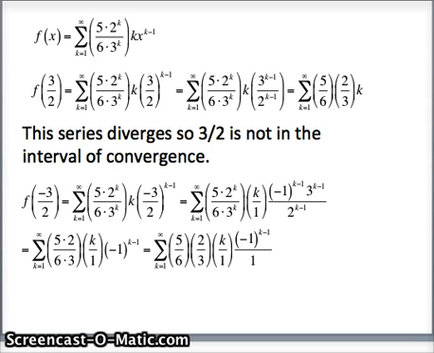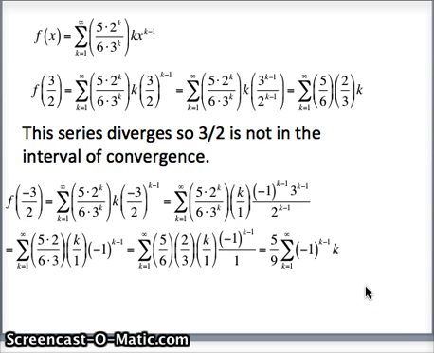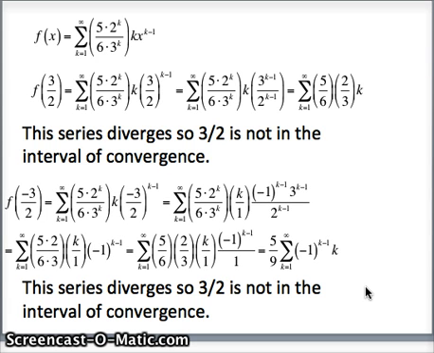It's bouncing. Negative, positive, negative, positive, negative, positive, negative, positive. But does that sequence go to 0? It does not. K keeps getting bigger and bigger. So pulling out the multiples, that gives us 5/9 times -1 to the k minus 1 times k. That certainly diverges. So -3/2 is not in the interval.